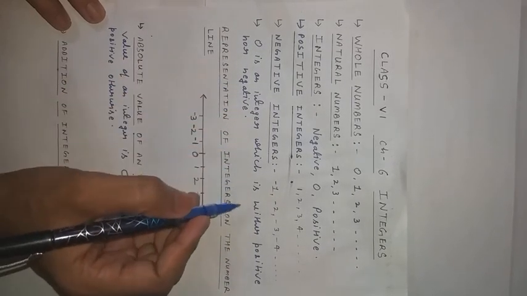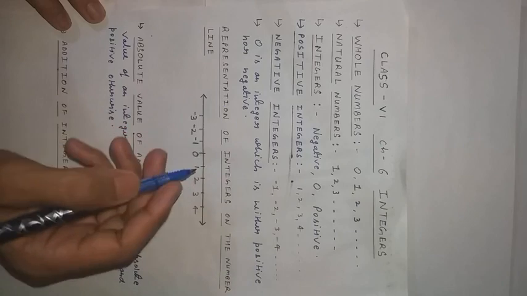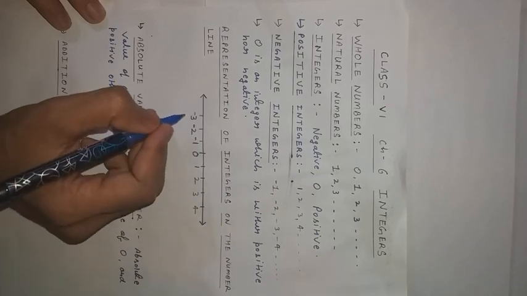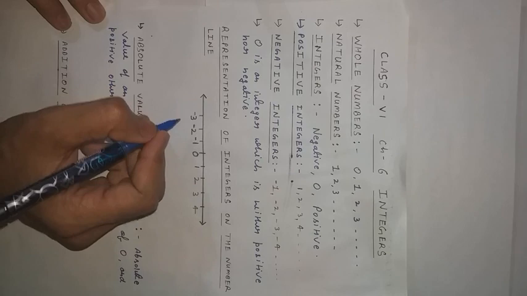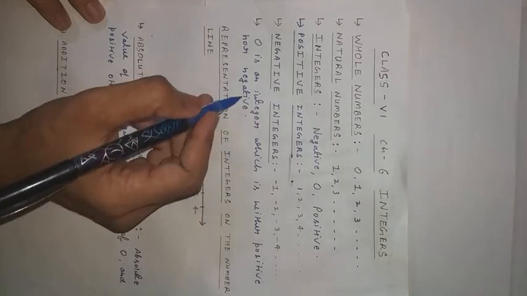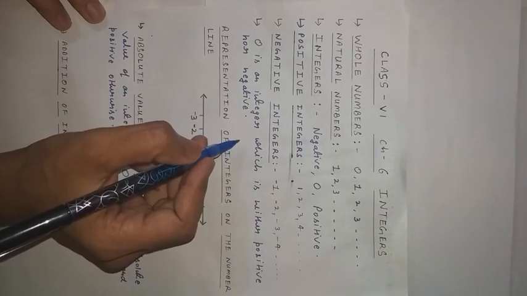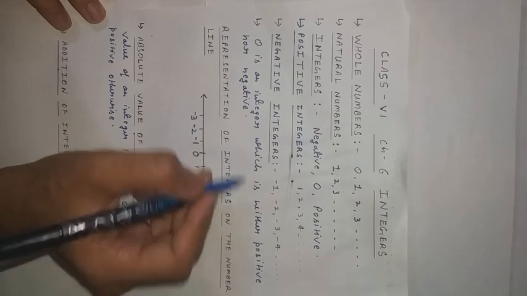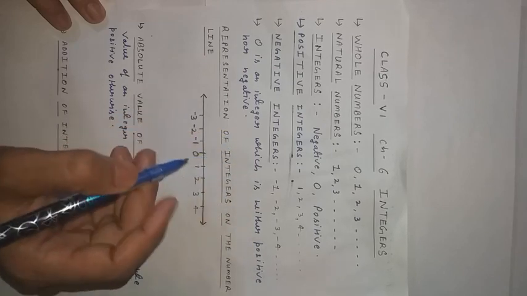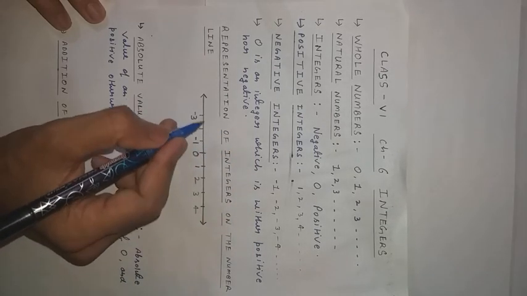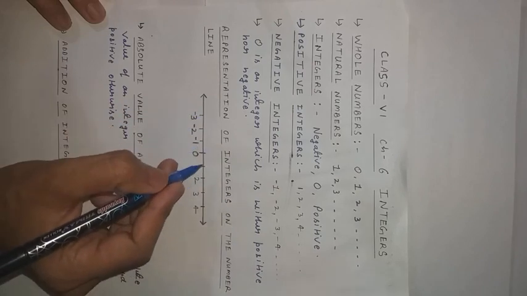Clear, students? Now the next thing is 0. What is 0? You know that 0 has no sign. 0 is an integer which is neither positive nor negative. Why? Because 0 lies in the middle: on the right-hand side all are positive integers, and on the left-hand side all are negative integers. Clear, students? So 0 is also an integer, but it is neither positive nor negative. It comes in the middle of the negative integers and positive integers.